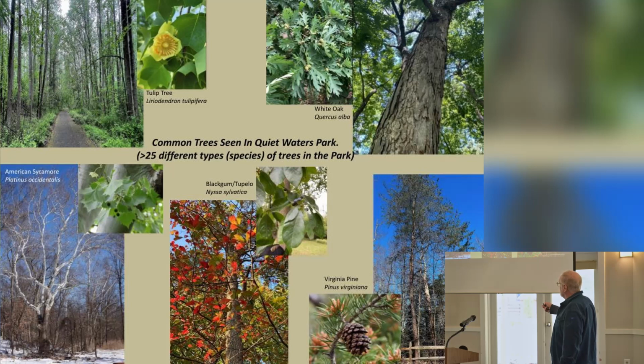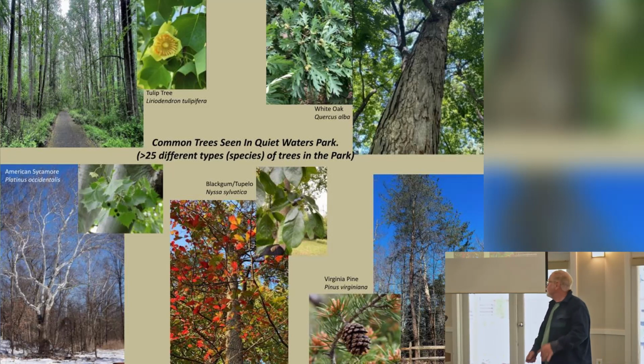We have American sycamore. These are beautiful in the winter. You walk through a gray forest of brown, dark gray stems, and you see these big white trees, their white bark just glowing in the view. Black gum, or tupelo, is a really pretty tree in the fall. It has shiny green leaves about this big, and then they turn red and orange in the fall.